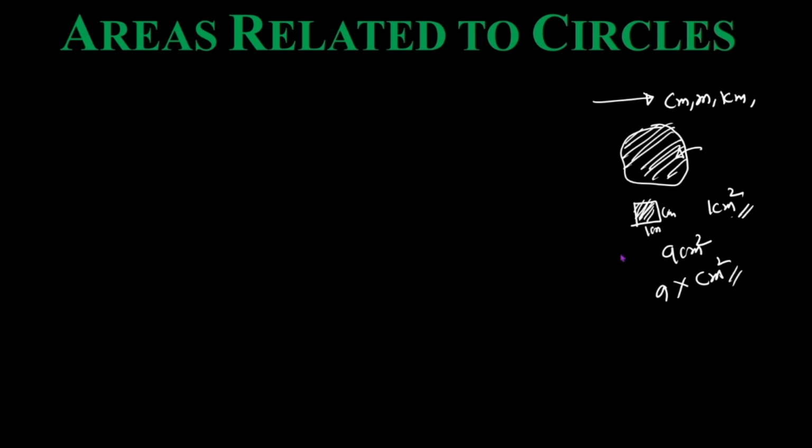Then, what are the areas related to the circle? What is the circle area? Pi r square? Yes. So, the inside area of the circle is pi r square.